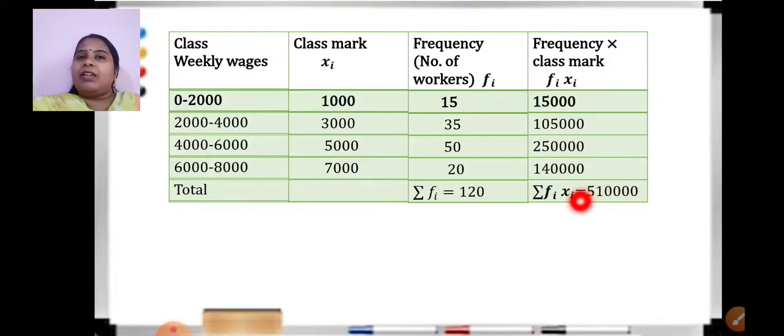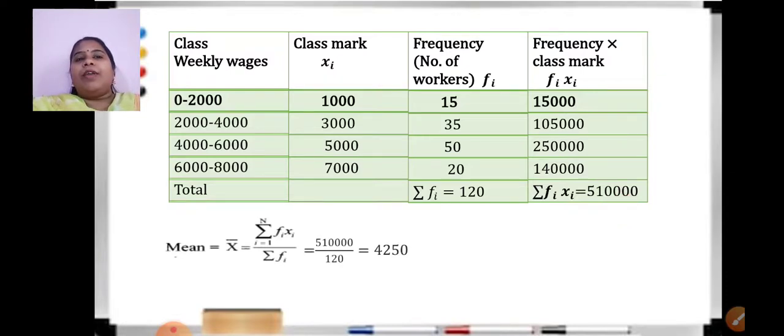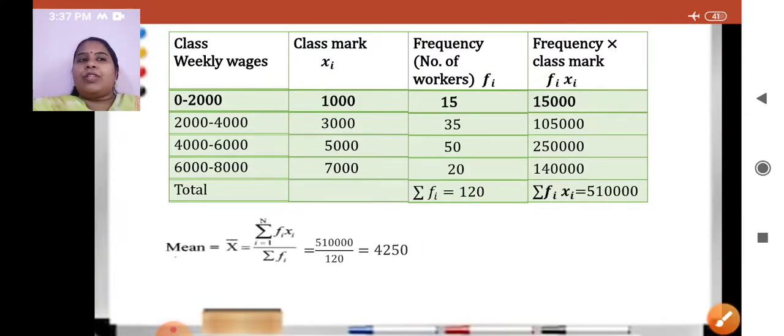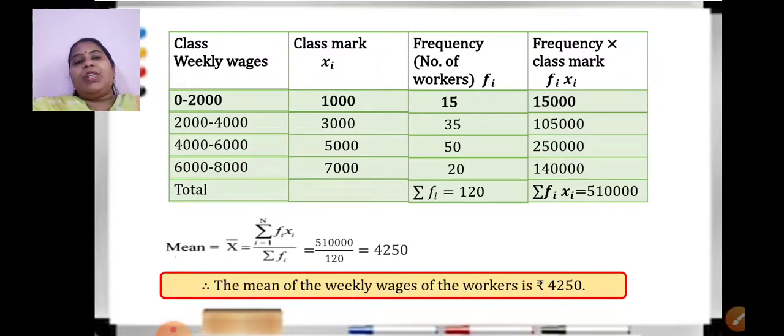Everyone is understanding it, correct? Now the formula: summation of fi xi upon summation of fi. Summation of fi xi, as you can see here, is 5,10,000, so you can write that here, upon summation of fi, which is 120. When you divide this, it's an easy division. You can cancel this 0 and 0 first of all and divide this number by 12. It is completely divisible, and the answer is 4250. I hope all the steps are clear. And the final answer: the mean of the weekly wages of the workers is 4,250.